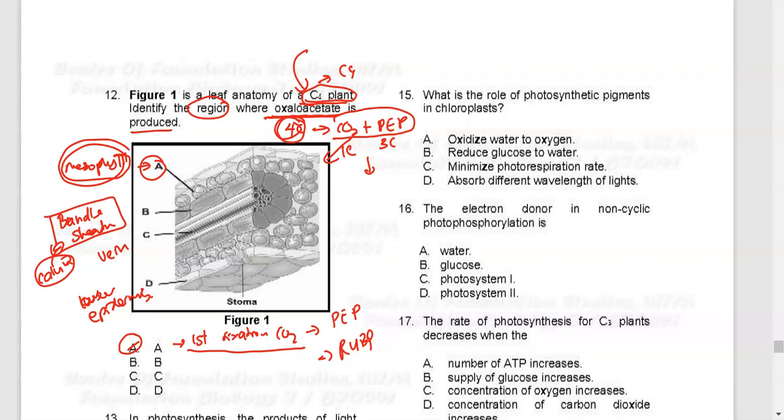And for this plant, it also requires two types of enzyme to fix the carbon. During the first carbon fixation, it requires PEP carboxylase, and during the Calvin cycle, it requires Rubisco to make sure that the second carbon fixation occurs.